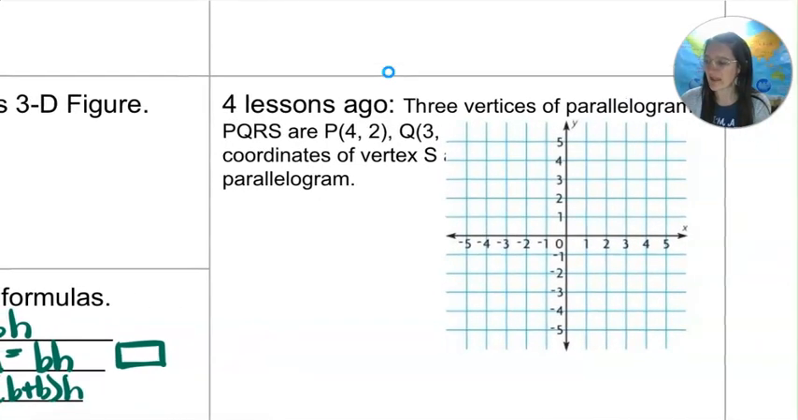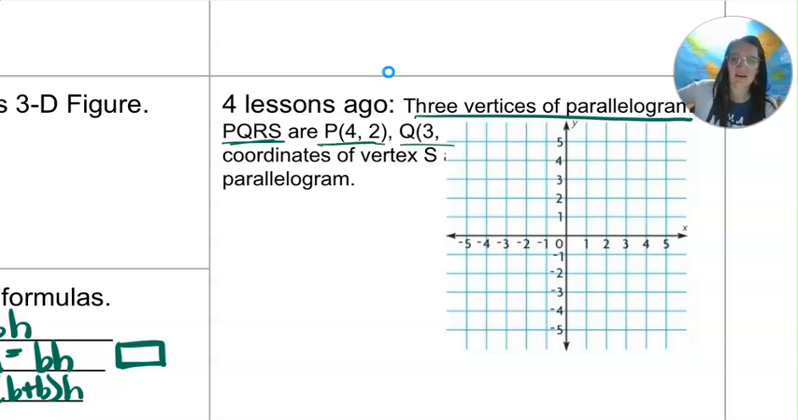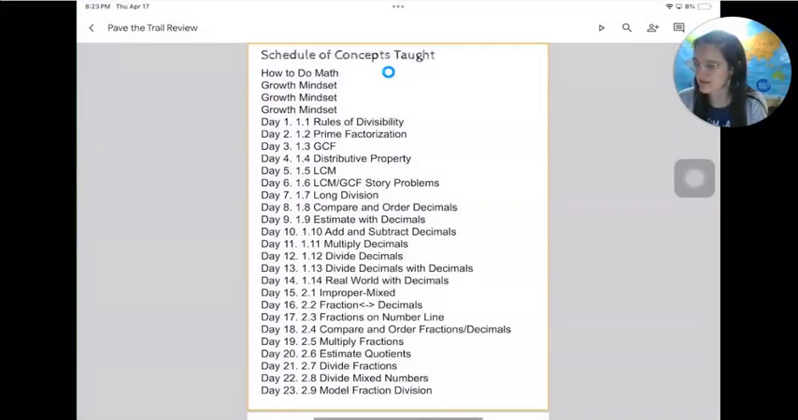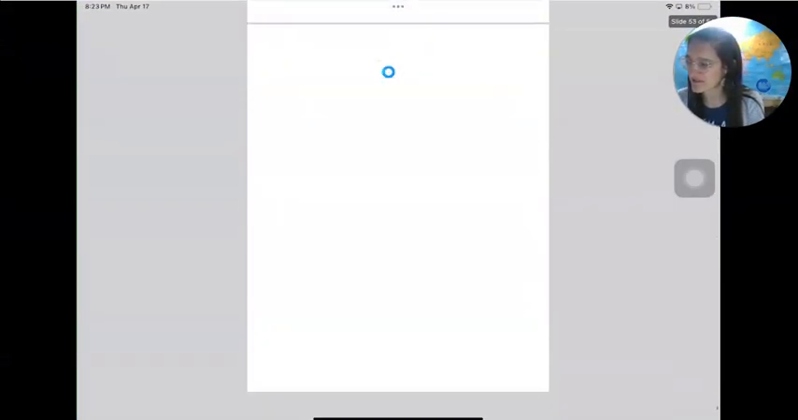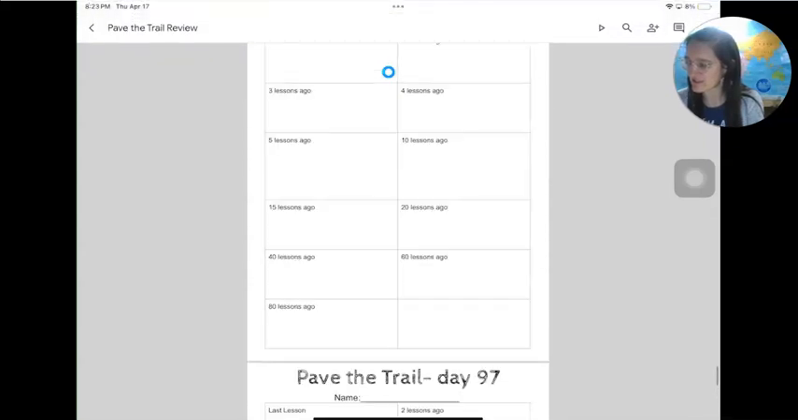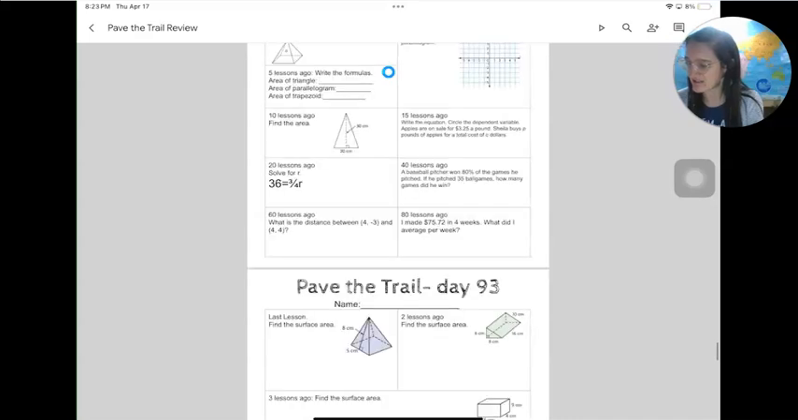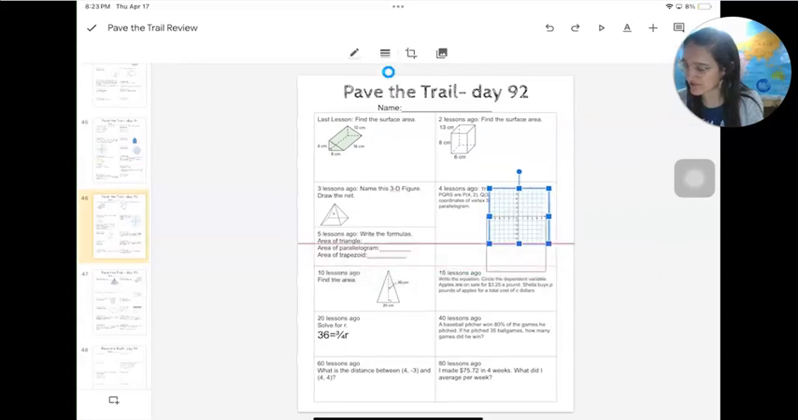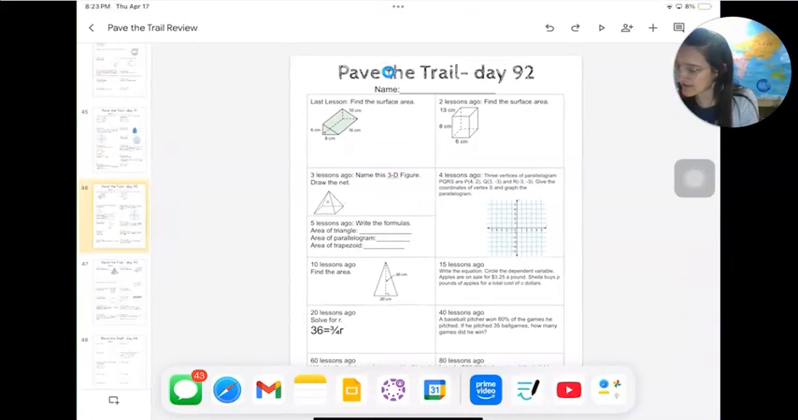4 lessons ago, we have 3 vertices of a parallelogram, and PQRS is a parallelogram, but we only have P and Q, and it looks like our R and S got out of the way. Oops. Okay, so let's see if I can figure it out here. I know, lots of pages. Okay, what was this, 93? Yeah, let's move you. Guess what, buddy? You need to move so that we know what you are. Okay, so Q is 3, -3.